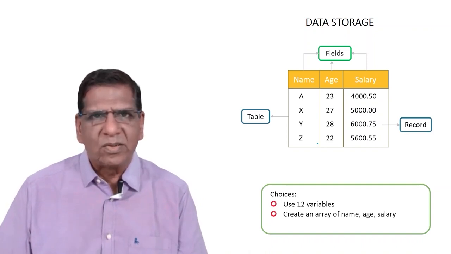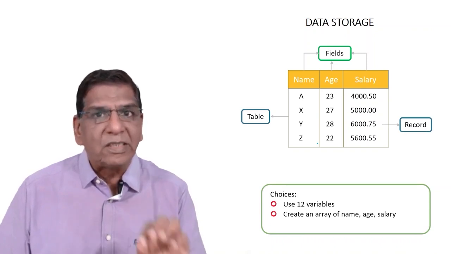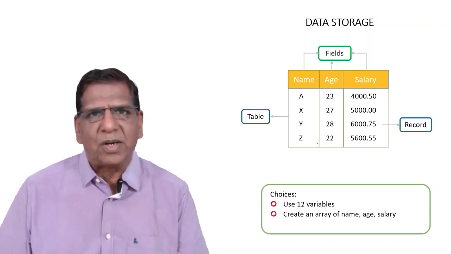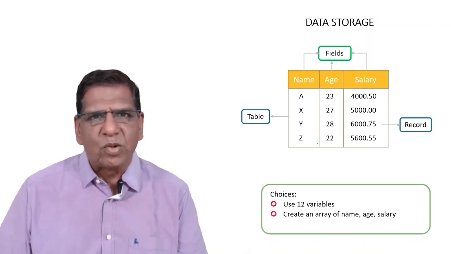Yes or no? Array, as we know, is nothing but a collection of similar elements. That similar is very important. Dissimilar elements can never go in an array. So that second possibility is also ruled out.